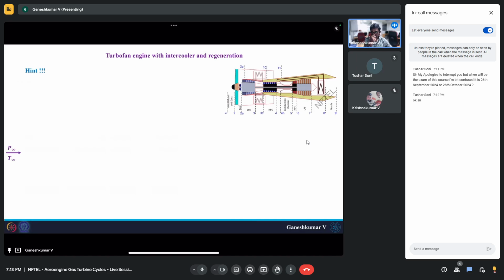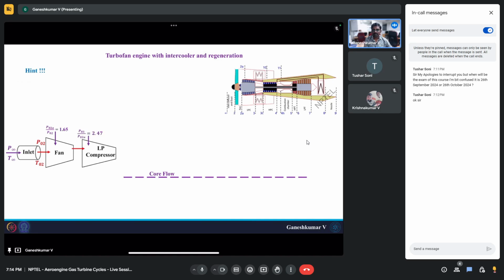Okay, so a quick overview of what we are going to solve. Initially we have the inlet. From there we can get the pressure and temperature at the exit of the inlet, and we also have the Mach number with which the engine flies. So we can use that to find P02 and T02. And then we have the fan, whose pressure ratio we know. From there the flow goes into the low pressure compressor, whose pressure ratio also we know.